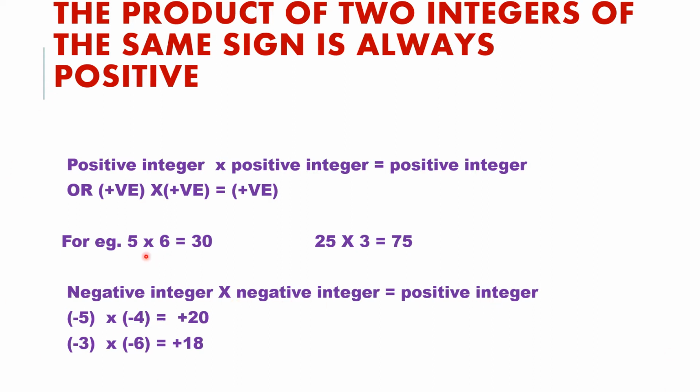So here you can see these are positive numbers which are multiplied, plus 5 and plus 6. Here there are two other positive numbers which are multiplied, 25 and 3. Okay. Now here negative numbers are multiplied. See negative 5 and negative 4. So see the answer, it is positive. So we multiply the sign first, minus into minus plus, and 5 fours are 20. So our answer will be plus 20. Here minus into minus again plus. 6 threes are 18. So we get positive integers. So whenever two integers have the same sign, we get a positive integer as the answer.